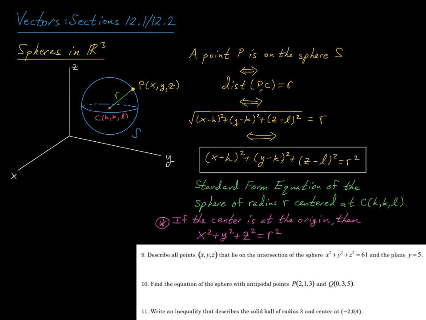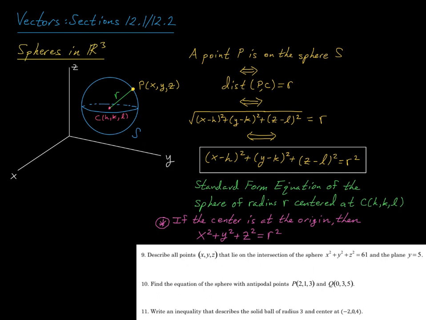Okay, so squaring both sides, this gives us what we'll call the standard form equation of the sphere of radius r centered at the point C, whose coordinates are h, k, and l. So notice this looks just like a circle equation, but now we have this extra term incorporating the z coordinates. Now, if the center of the sphere happens to be at the origin, so in other words, h, k, and l are all 0, this simplifies to the equation x squared plus y squared plus z squared is equal to r squared.